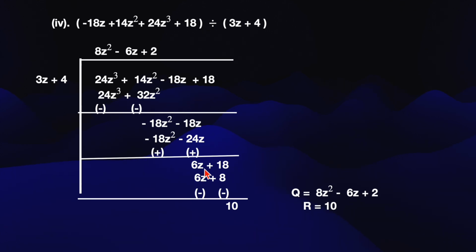Okay. Now 6z, bring down the last term, plus 18. Now 6z divided by 3z is 2. Write down 2 here. 2 3s are 6. 2 4s are 8. Write it down. Plus becomes minus. Plus becomes minus. When you add, this will be 0. And this will be 18 minus 8 is 10. So here the remainder is 10. The quotient is 8z square minus 6z plus 2.